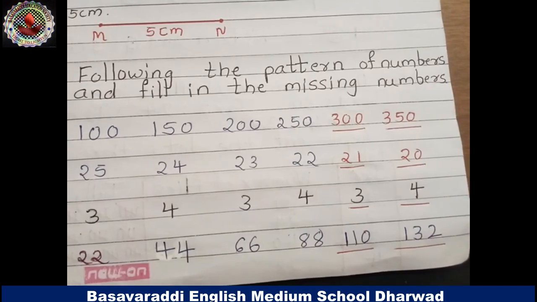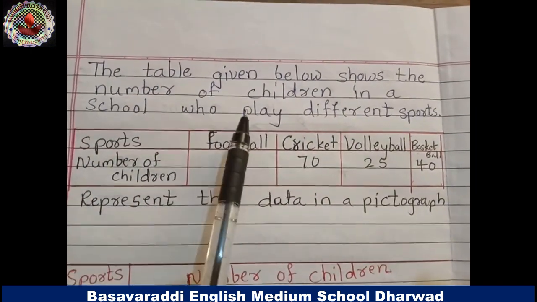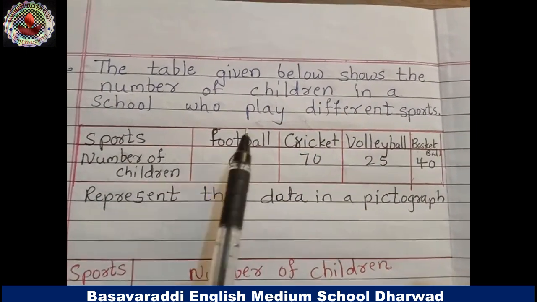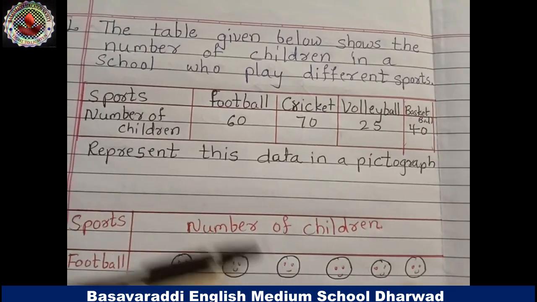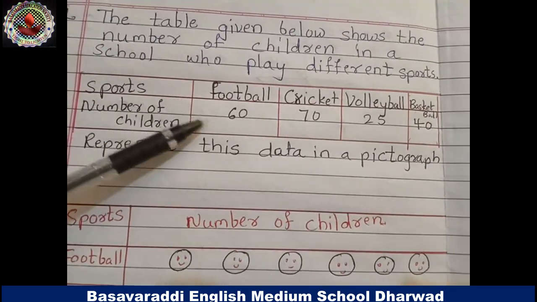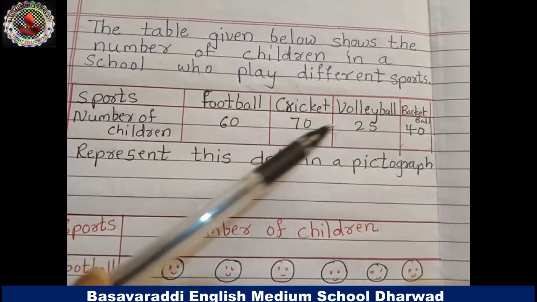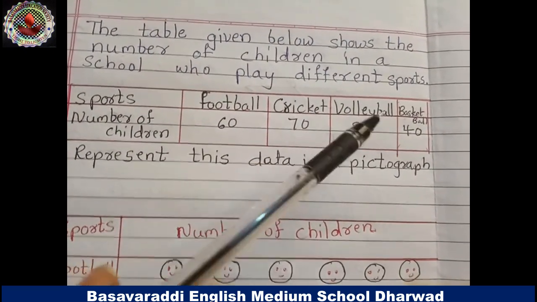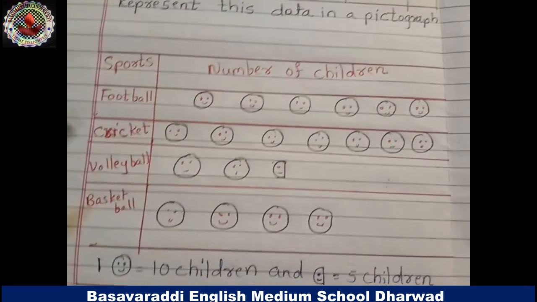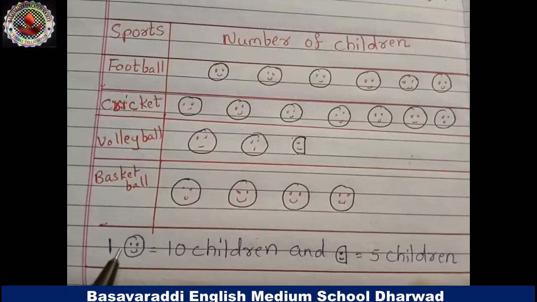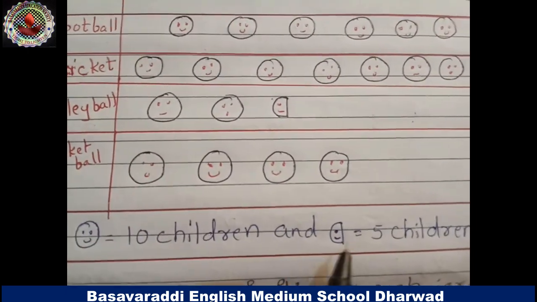Here the table given below shows the number of children in a school who play different sports. So this is a pictograph you have to draw. Sports and number of children. Football 60 students, cricket 70 students, volleyball 25, and basketball 40. So we have to draw the pictogram. What we have to mention? First we have to mention one smiley is equal to 10 children and half smiley is 5 children.